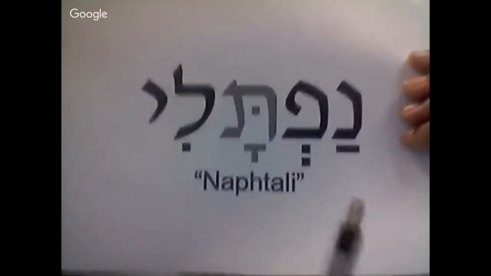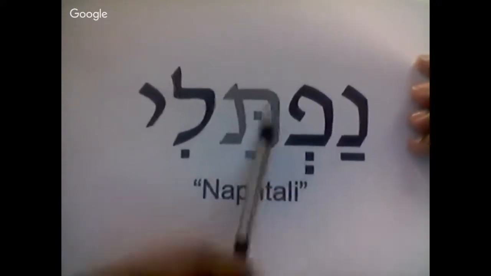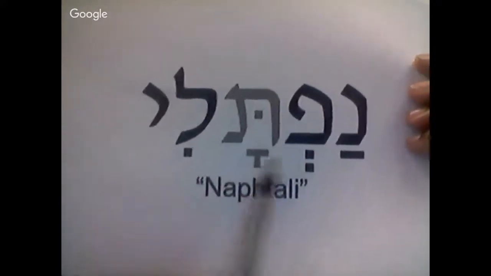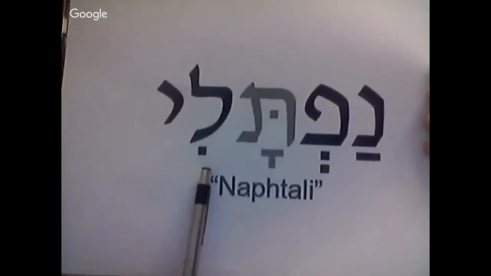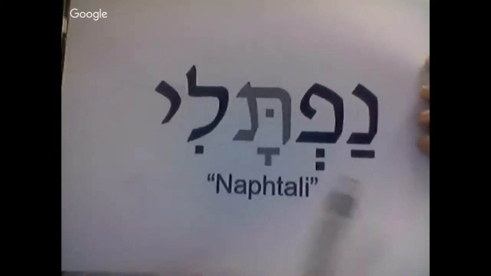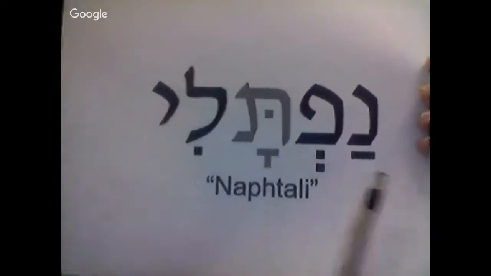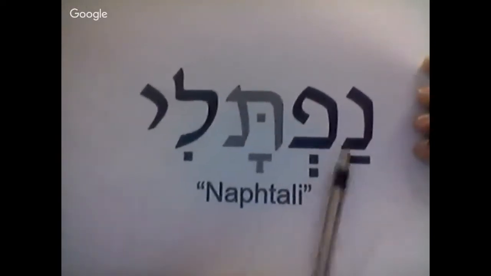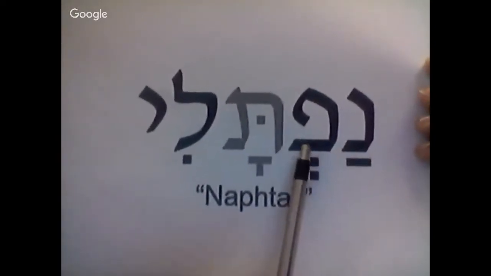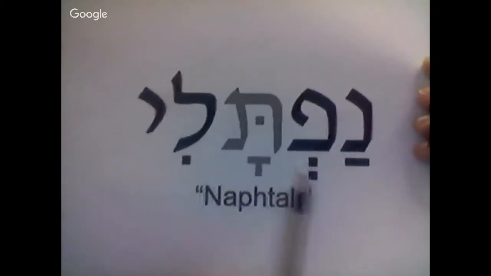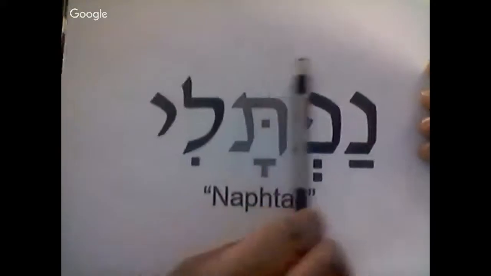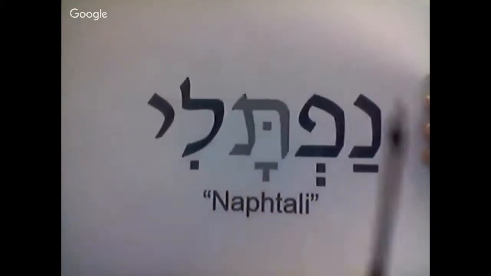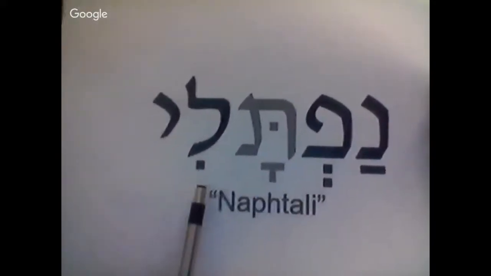Naf, tau, making the T sound and ah. Naf-ta, lamed in the kirik is what? E. With or without the yod, but the yod in this case will strengthen it. Naphtali, noon and ah, pay and shawah. Naf, that part's already taken care of. Then you just keep on moving on. Remember, Hebrews always read from right to left.